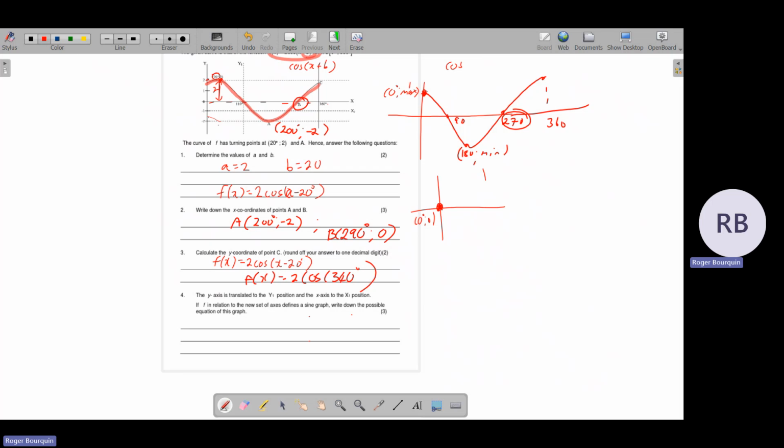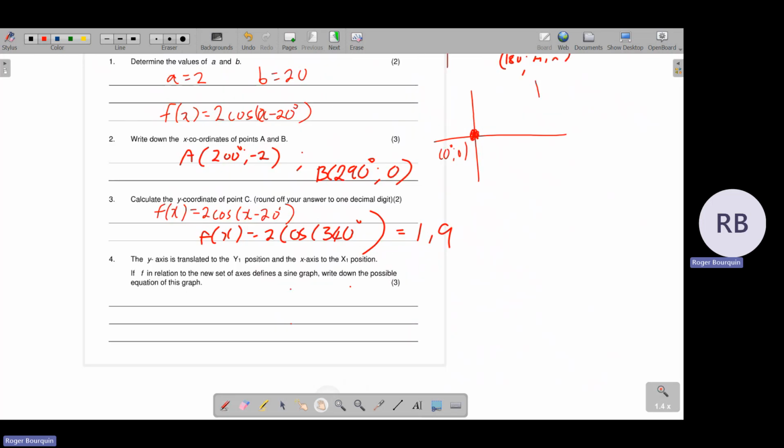Okay. So next one, what do you get for this one? 2 times cos 340. 1.9. Okay, fine. Still one decimal digit.